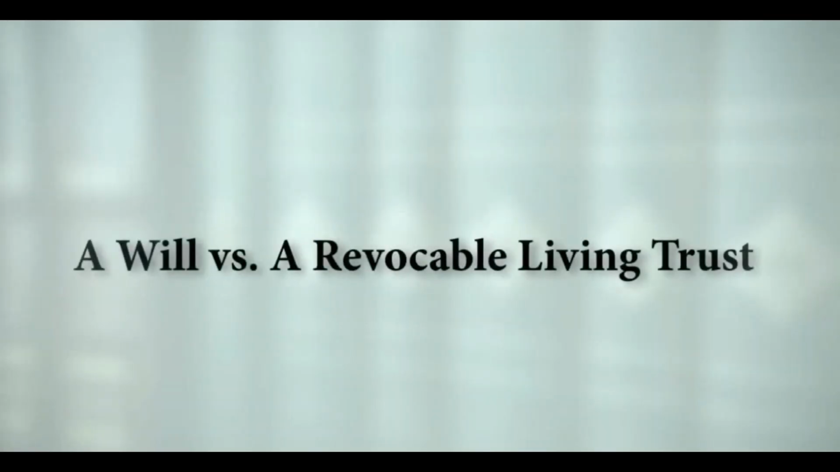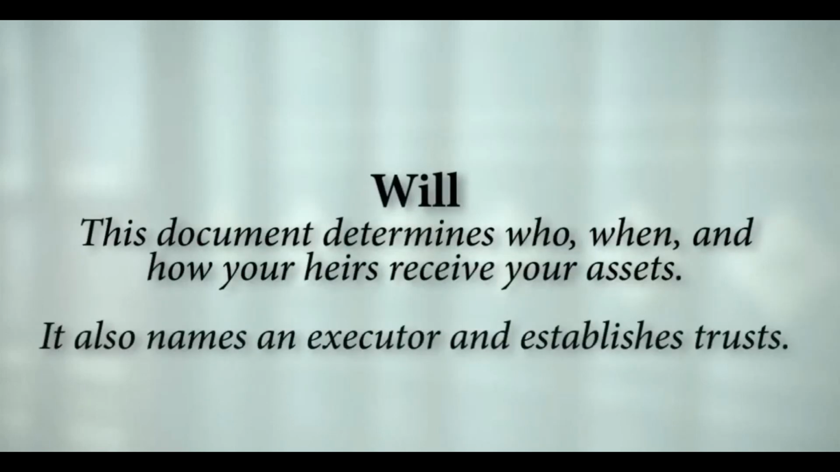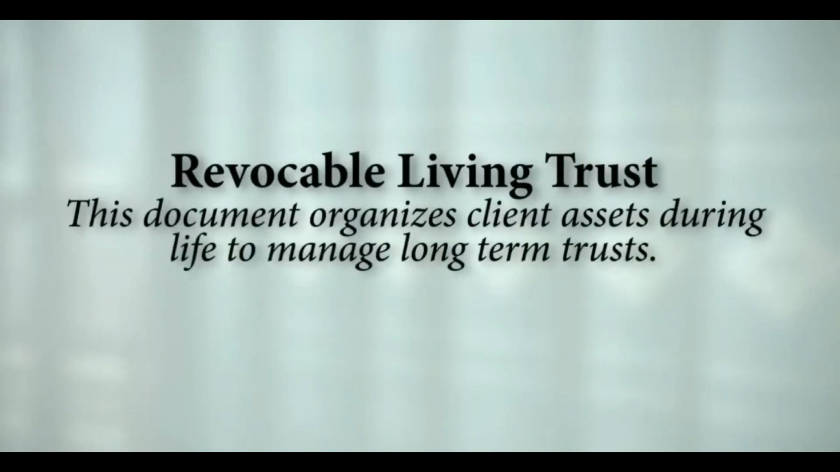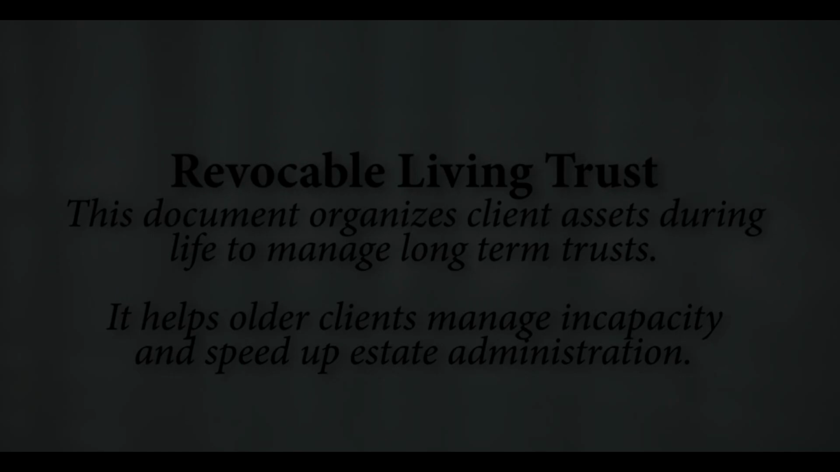Today we'll talk a little bit about the differences between a will and a revocable living trust. Stated simply, a will is a document that describes who gets what, when, and how after you die. It's usually meant for straightforward situations where probate is not a major concern and things are relatively simple. A revocable living trust is a more sophisticated version of a will. It does all of those things, but it also provides for incapacity protections during life. It also avoids probate.